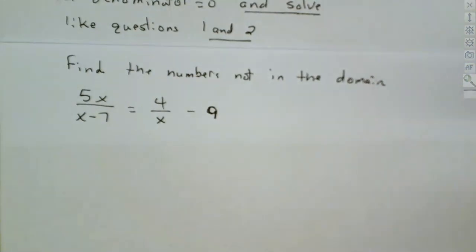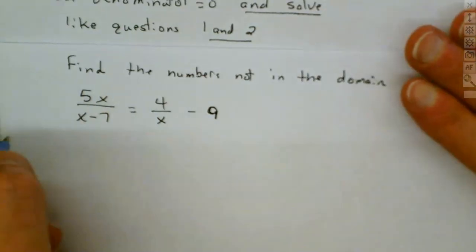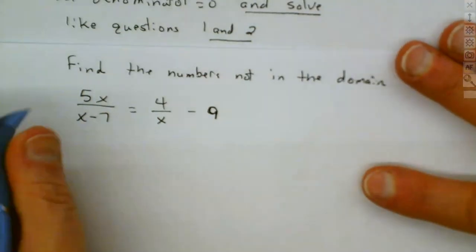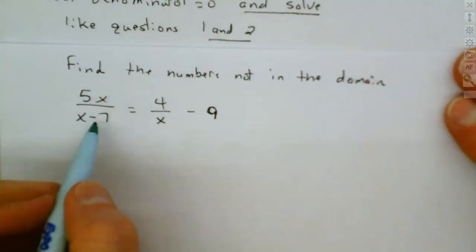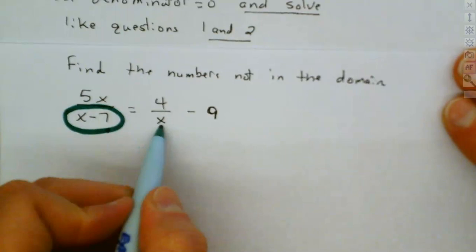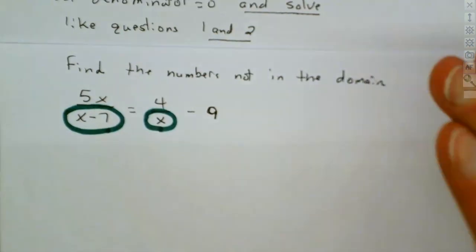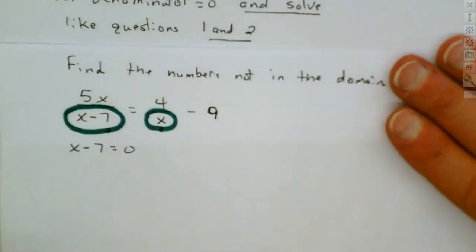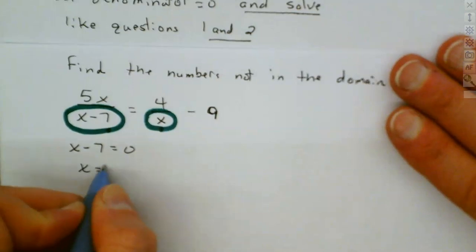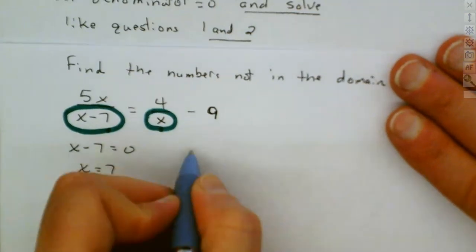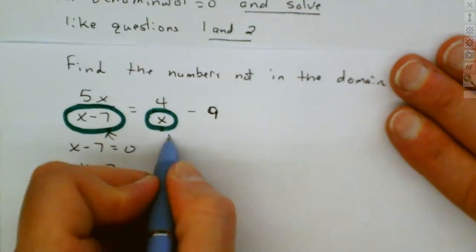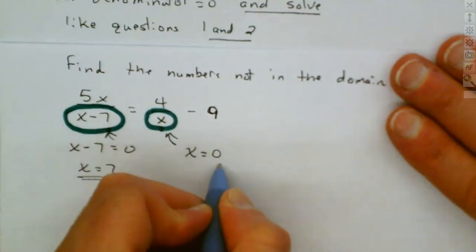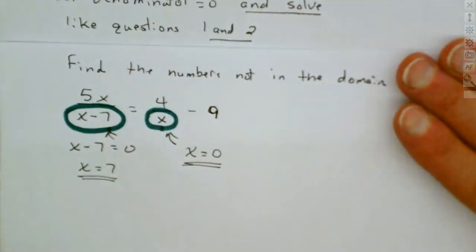Now, when we find the numbers that are not in the domain, what we are looking at is division by 0. So what we do is we set each denominator to 0. And you may have more than one. Some of these you may have to factor. So what are my two denominators here? Well, the first one is x minus 7. So I'm going to say x minus 7 equals 0. And when I solve it, we get x equals 7. What's my other one? This one says x equals 0. These are the two numbers that are not in the domain.